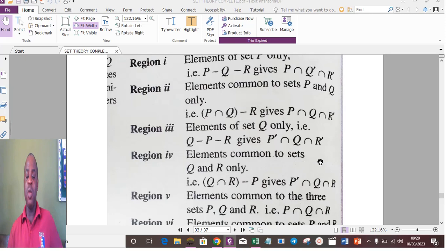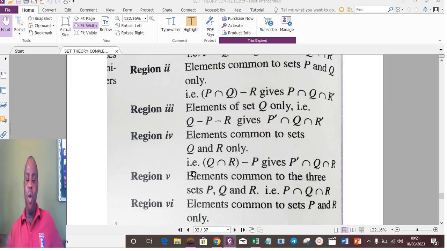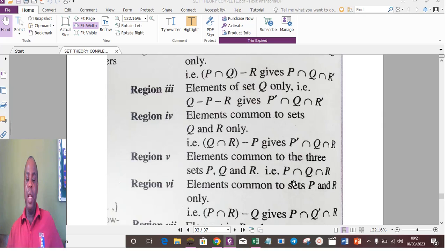So elements common to set Q and R only. So that one is region 4. I mean P, Q and R, but not P. Q and R, but not P. Not P, I mean P prime intersection Q intersection R. I mean elements common to Q and R together. Now let's look at region 5. Region 5, element common to the 3 sets. That means P, Q and R. That means elements common to P, R and Q. So that is what we say, P intersection Q intersection R.